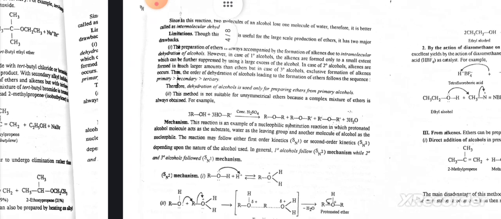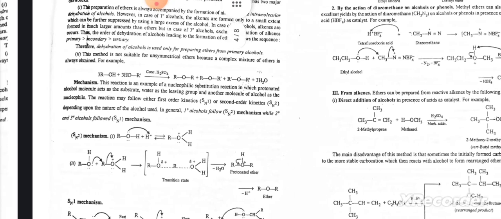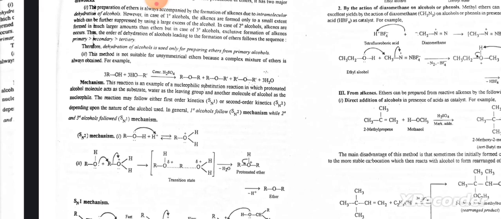In case of secondary alcohols, alkenes are formed in much larger amounts than the ether, but in case of tertiary alcohols, exclusive formation of alkenes occurs. Thus, the order of dehydration of alcohols leading to the formation of ethers follows the sequence primary, secondary, and tertiary. Therefore, dehydration of alcohols is used only for preparing ethers from primary alcohols. The method is not suitable for unsymmetrical ethers because a complex mixture of ethers is always obtained. Mechanism is given below.